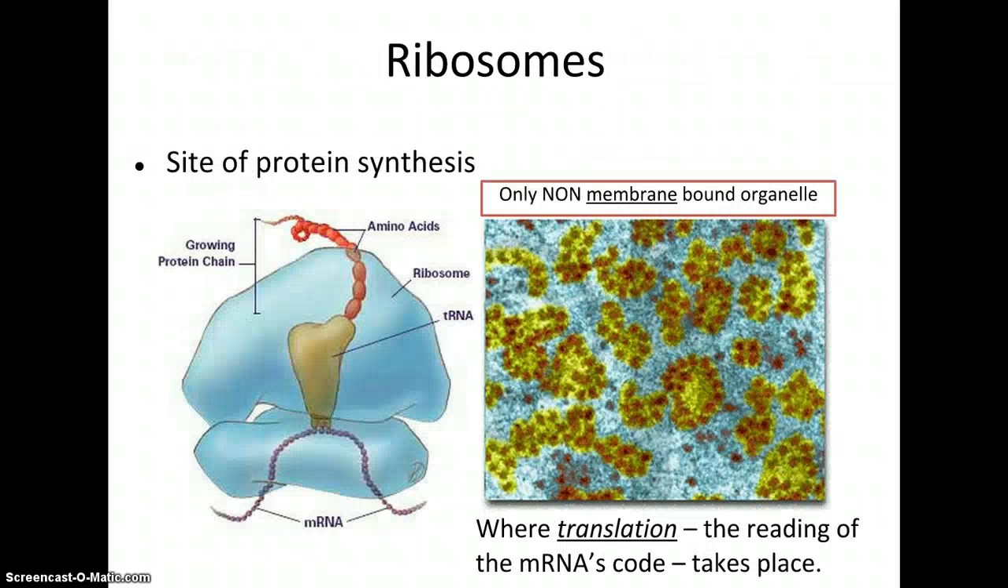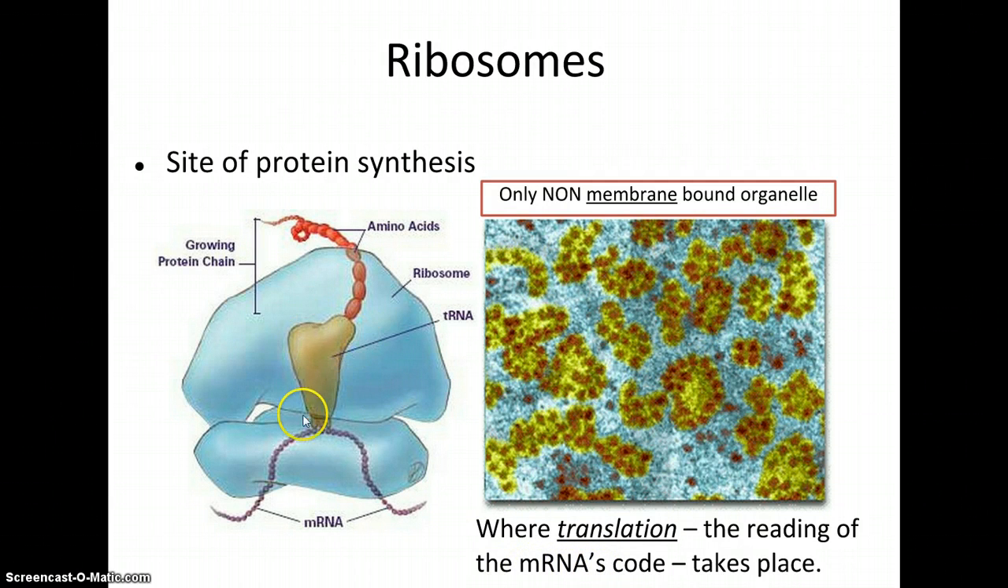Here are your ribosomes. It's the site of protein synthesis. All these little guys, those are each ribosomes. They are not membrane bound, which means that they do not have that plasma membrane. It's where translation takes place. That's how we read the mRNA code. So that's what you see going on right here.